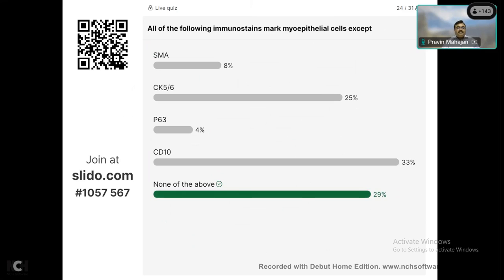Myoepithelial cells can be marked by, as I already told you, SMA, P63 and CD10. But CK5/6, even though we use it to show whether a proliferation is clonal or polyclonal, can also mark the basal cells, or myoepithelial cells. So CK5/6 can be used as a marker to show whether myoepithelial cells are present or absent.